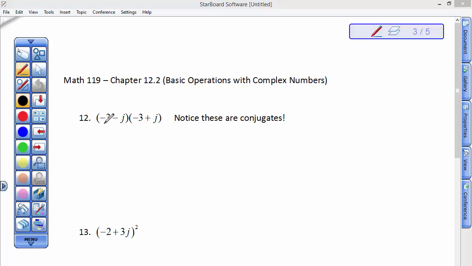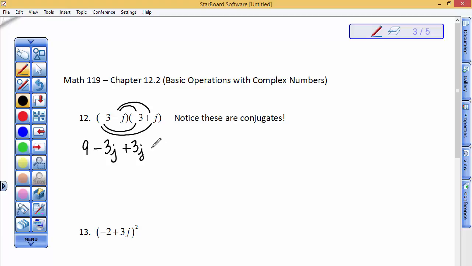Negative times a negative is a positive 9. Negative 3 times j is a negative 3j. Negative times a negative is a positive. See, those are always going to cancel out because they're opposite in sign. And a negative times a positive is a minus j squared. Careful, that one's a little bit hard because that's a minus and this is equal to a negative 1. So you got minus a negative 1, which means plus 1, and you have the 9 out front here, which adds to be 10. That's the answer to this problem because these two cancel out because they're a negative 3j and a positive 3j.